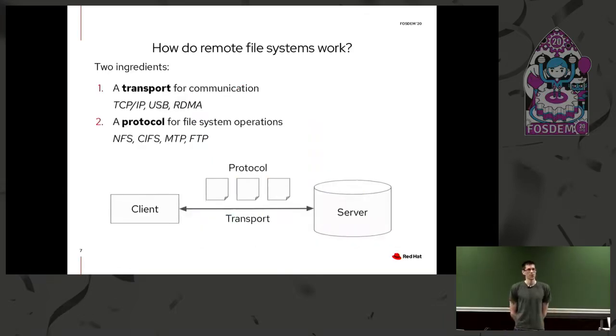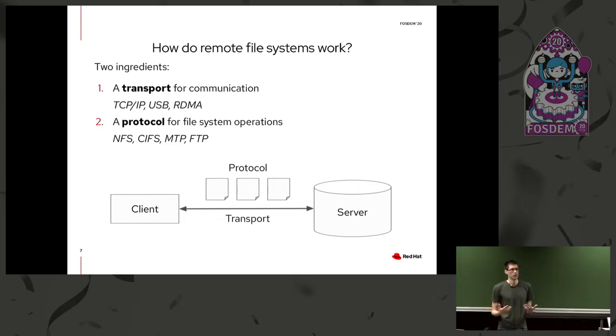Okay, so now let's start talking about how it all works. The basic idea of a remote file system is that there are two main components: you have a transport and you have the protocol. The transport is the communications link. It allows a client to mount a file system from a server. So the files and the directories live on the server, and the client can access them.